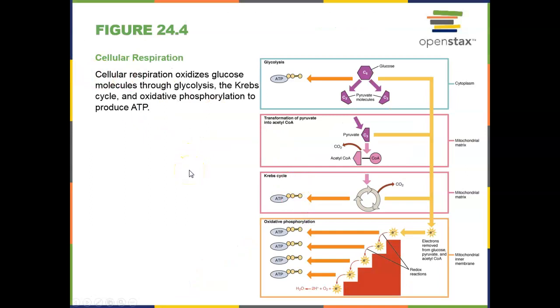So now let's look at how we produce energy. The process of energy production in humans is mainly through cellular respiration. It's an aerobic process where we oxidize glucose through multiple steps, and in the end we produce ATP.